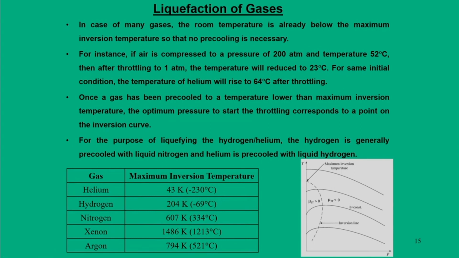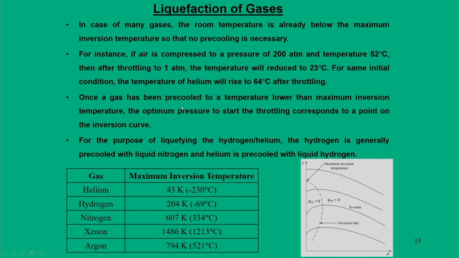What is the significance, that means why we require liquefaction for certain gases? One thing in this picture you can say is that the maximum inversion temperature for helium is 43 Kelvin, for hydrogen it is 204 Kelvin, and for nitrogen it is 607 Kelvin. All these numbers for hydrogen and helium are much below room temperature, whereas for nitrogen we can get a cooling effect without any issue of initial state, because its maximum inversion temperature is 607, that means it is much above the atmospheric conditions and these are much below the atmospheric conditions.